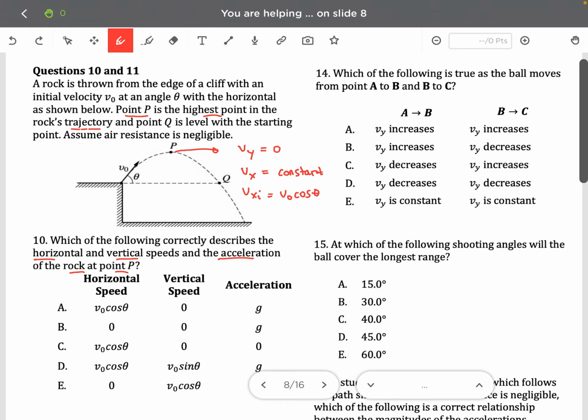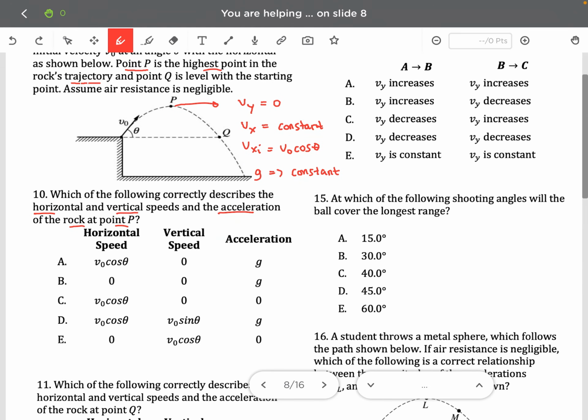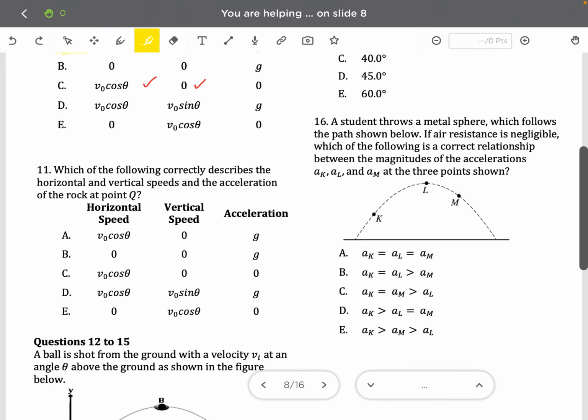The acceleration at point P, or anywhere on the projectile's path, is just equal to g, because again this is constant. So having said that, the horizontal velocity is V0 cosine theta, the vertical speed is 0, and the acceleration is g. So therefore the correct answer is option A.